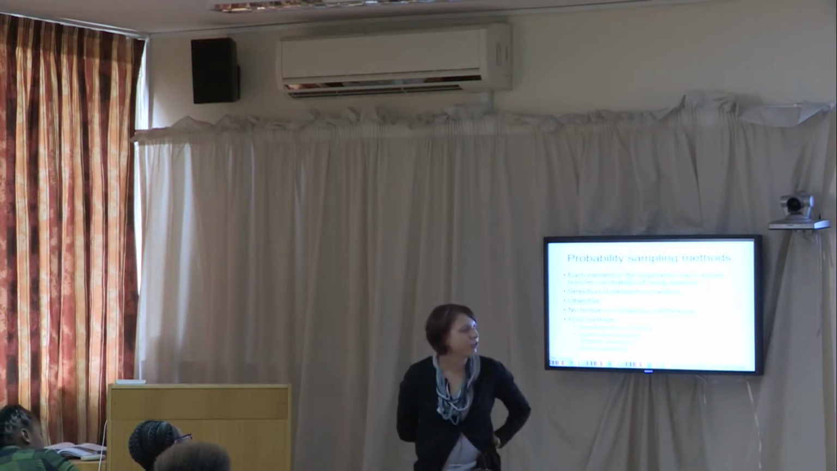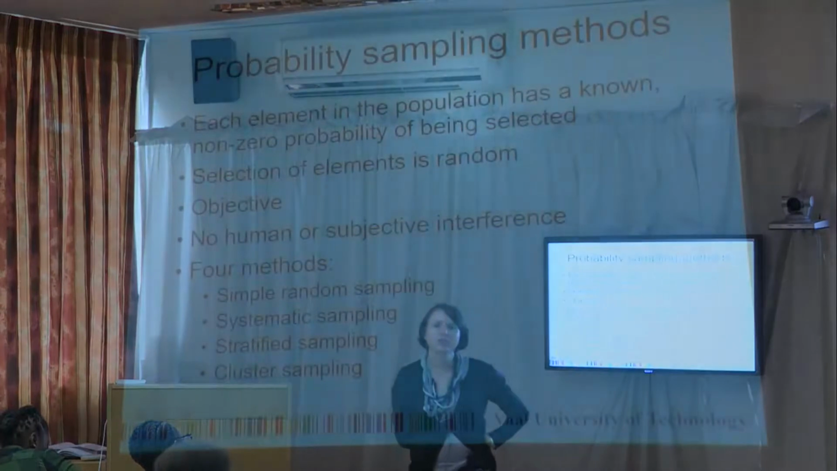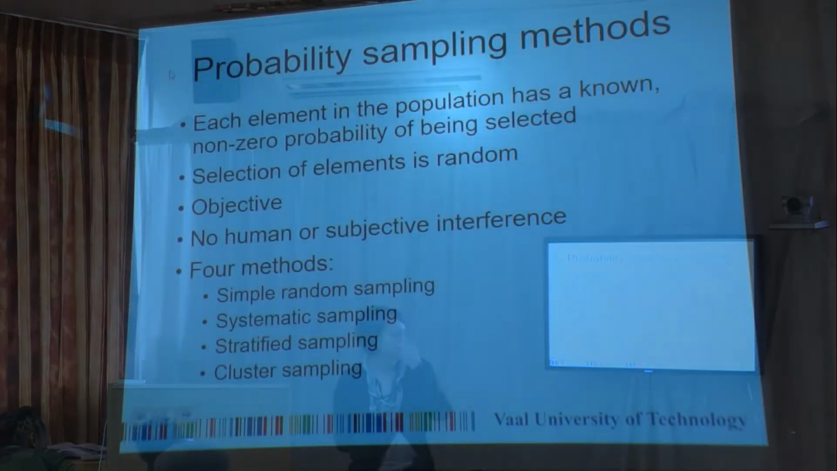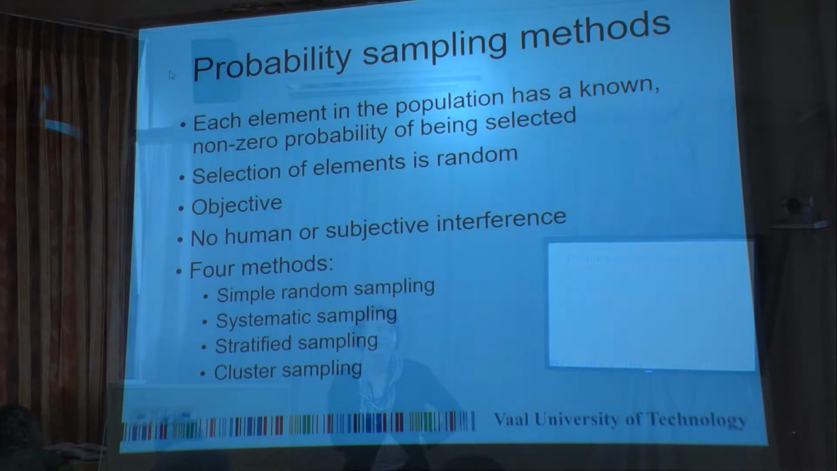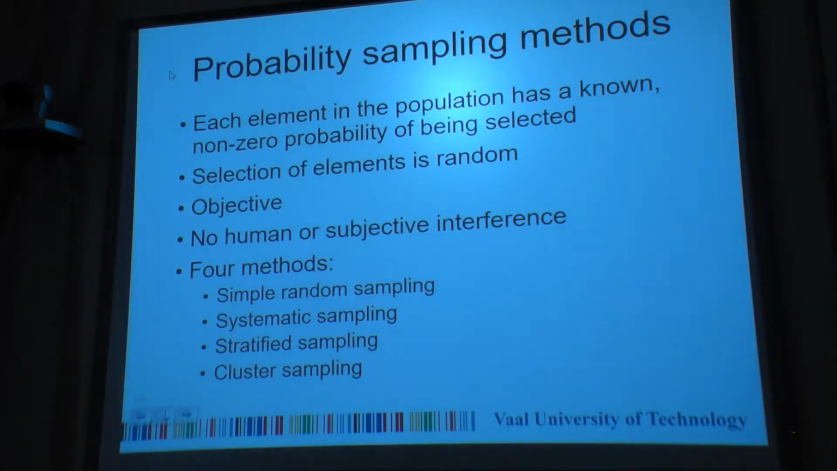So there's no human or subjective interference. I won't know who the students are because they are numbered on that list, for example. There are 4 methods included in probability sampling: simple random sampling, systematic sampling, stratified sampling, and cluster sampling. So these 4 methods are probability sampling methods.